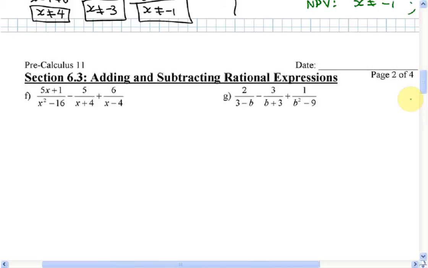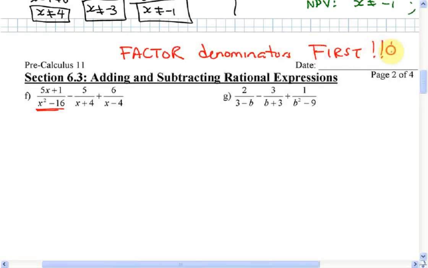Okay, let's look at F. Ladies and gentlemen, what's the common denominator here? Factor. And if you said yes, maybe Mr. Lee, I should factor first, please do. Okay, may I ask you to write down this? Okay, factor denominators first. Okay, because a lot of times when you factor it first, it'll make life a lot easier.